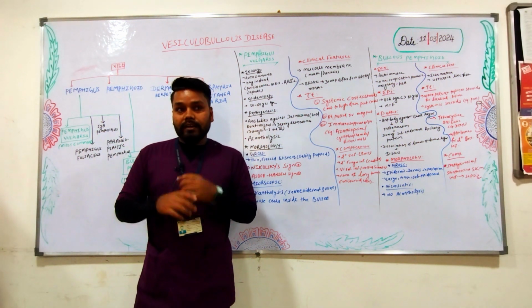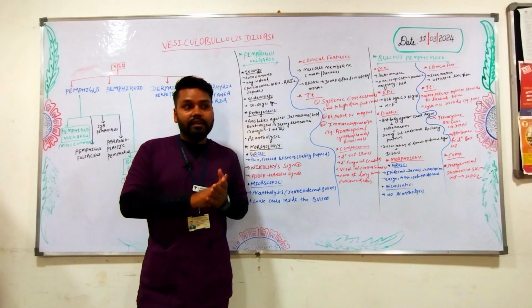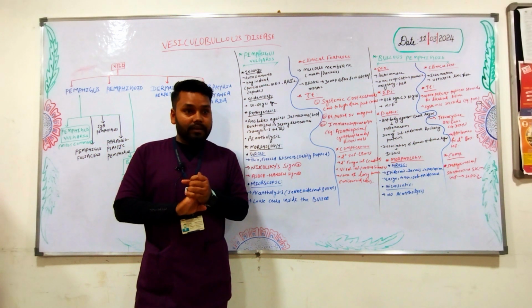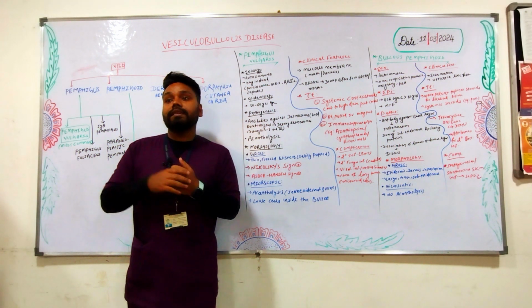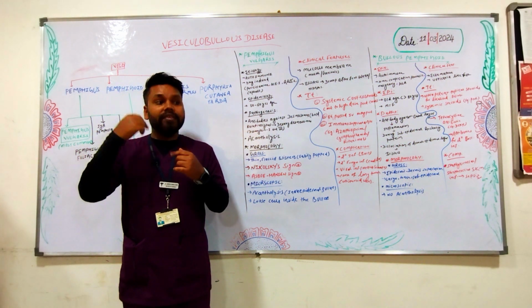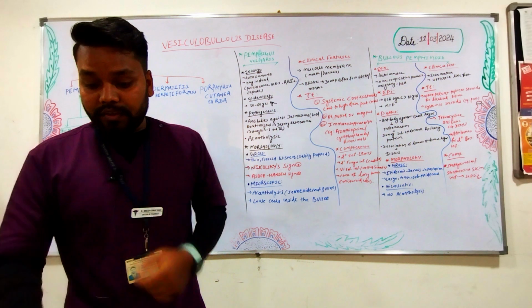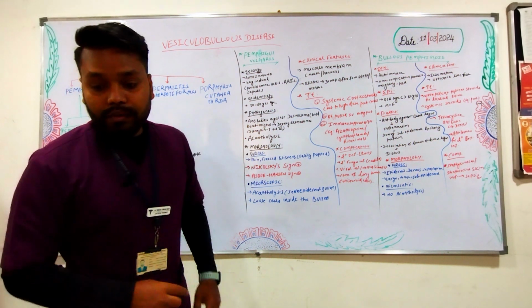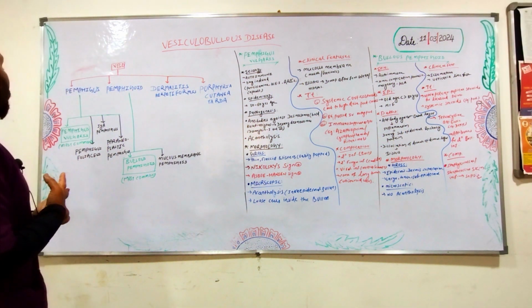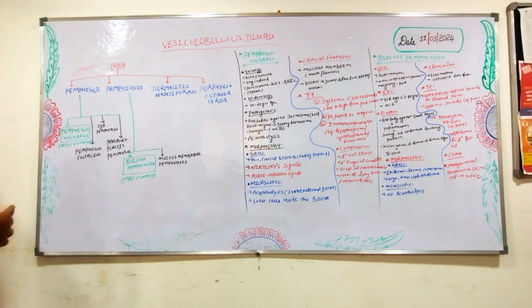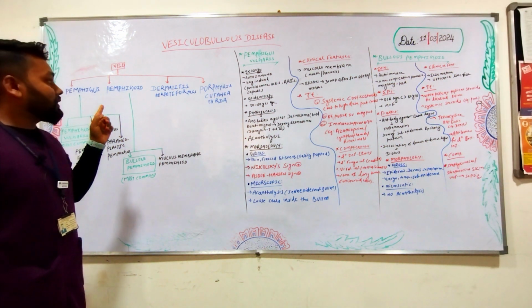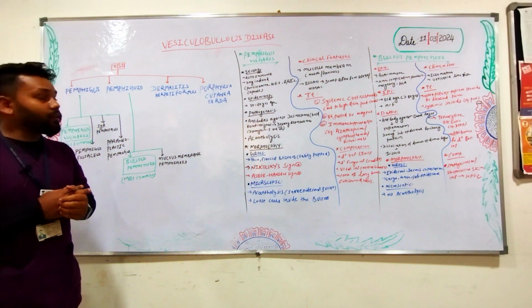If something happens within the epidermis, it is called intraepidermal. And if something happens between the epidermis and dermis, it is called subepidermal, or below the epidermis. So we can see different types of vesiculobullous disease here: pemphigus, pemphigoid, dermatitis herpetiformis, porphyria cutanea tarda.